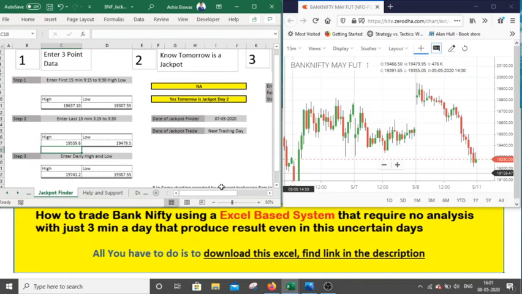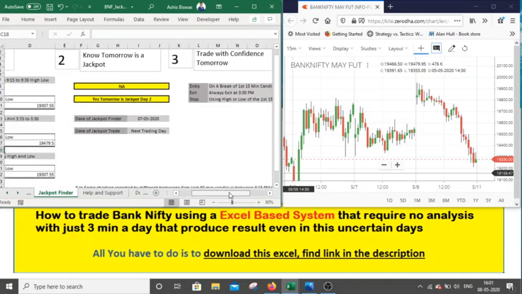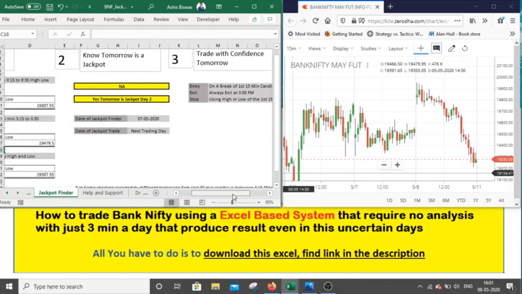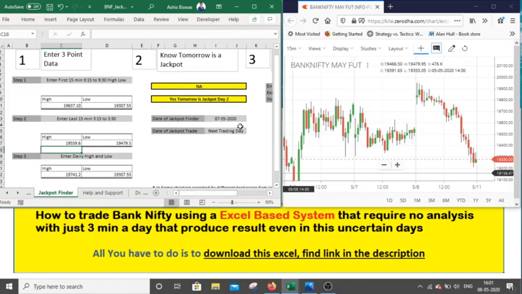As I mentioned, if it says tomorrow is the jackpot day, then that is your trading plan for the next day. The trading plan is very simple: enter on a break of the first 15-minute candle. As you can see, I entered the 7th of May data, which was yesterday. It shows yes, tomorrow is jackpot day. You do about 2 minutes of calculation based on this Excel sheet at the end of the market to find out whether you have a trade the next day. So almost one day before, you are already prepared for the trade.